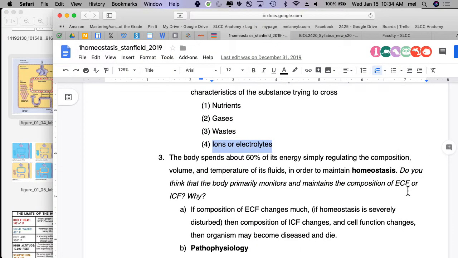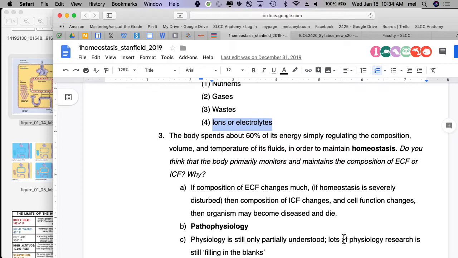Okay, so let us, so basically if the composition of the ECF changes dramatically, just a second, and you don't catch it, then you are predicting a future change in the composition of the ICF, which will cause a change in functionality. So Maria, did you have a question?